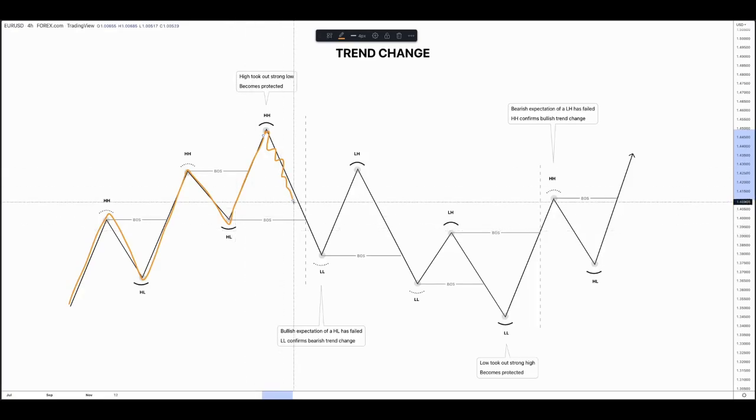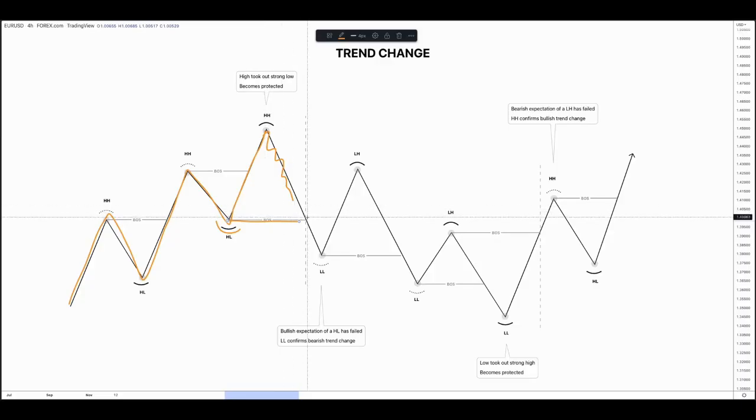Now, at this moment where the orange line is, what would be the expectation? Because obviously we wouldn't be able to see in the future if we were looking at the live market. What would we be expecting? Well, this was a strong low because it broke structure. It formed a higher high. So the expectation would be that this low is strong. It's not going to break and price will not trade below here. That would be the expectation.